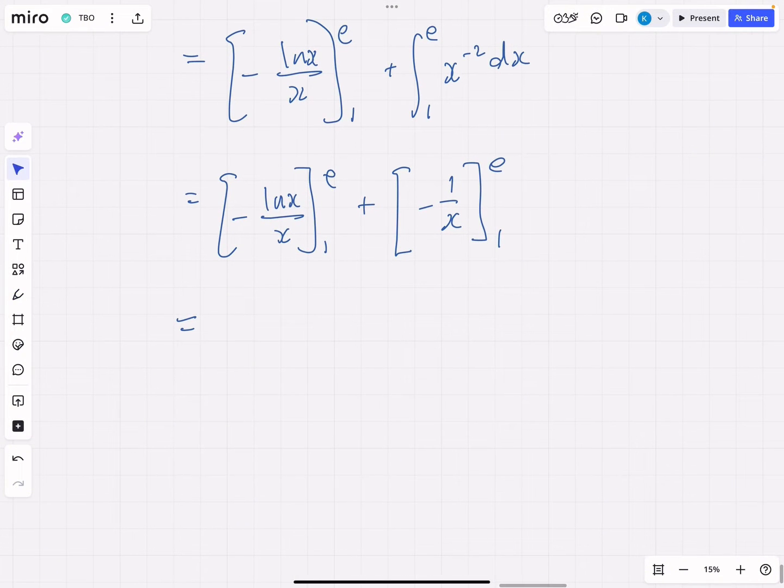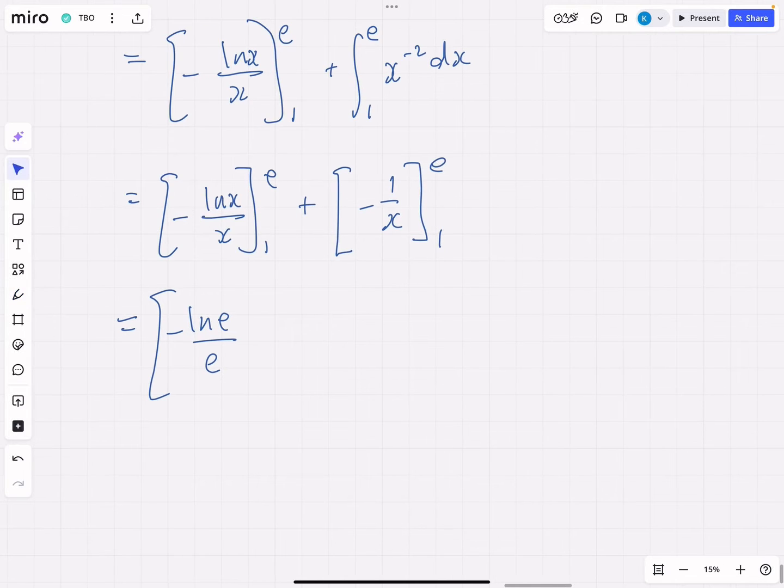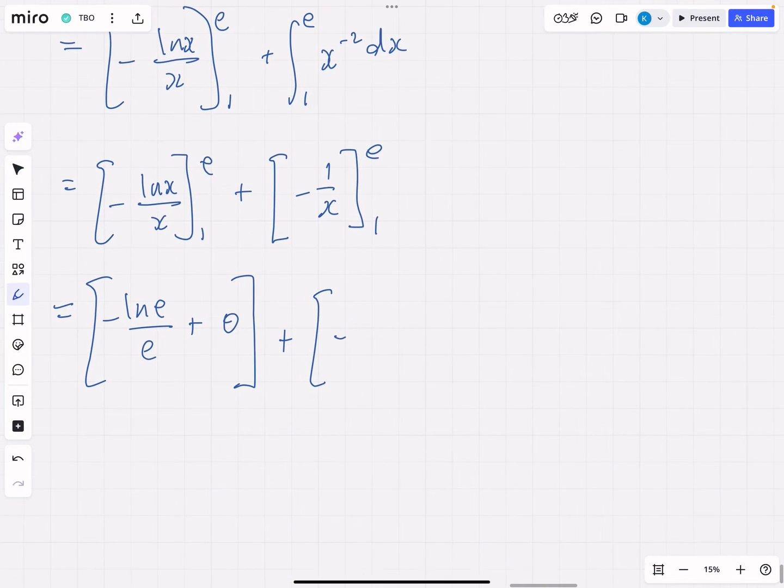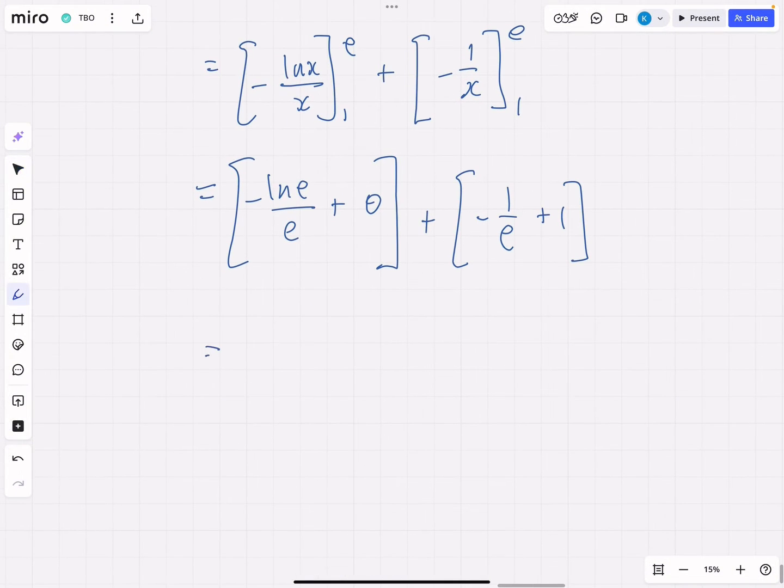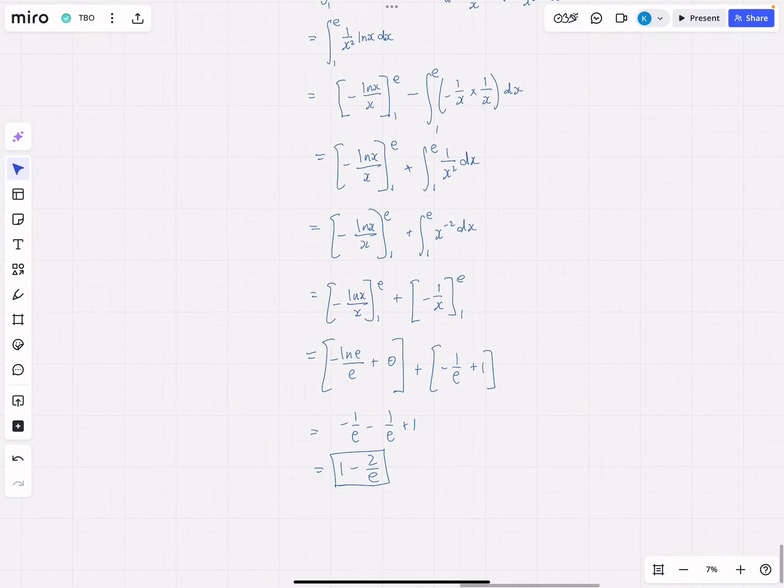So let's evaluate this. So we're going to have minus ln e over e plus 0, because the natural log of 1 is 0, plus minus 1 over e plus 1. So this is going to be minus 1 over e minus 1 over e plus 1. This is going to be 1 minus 2 over e. Okay, that's the answer to our first integral.